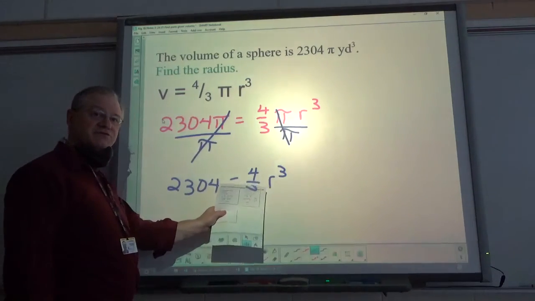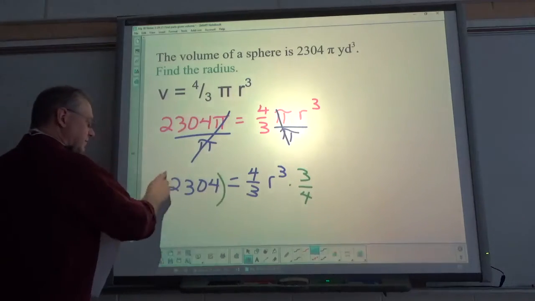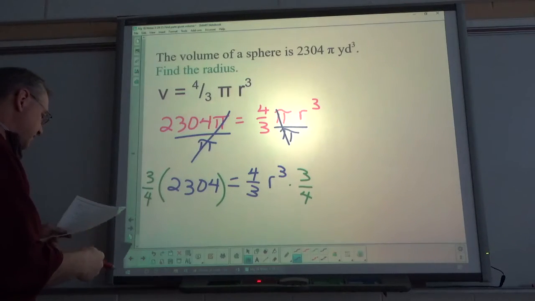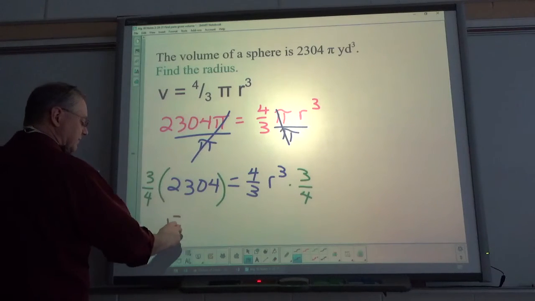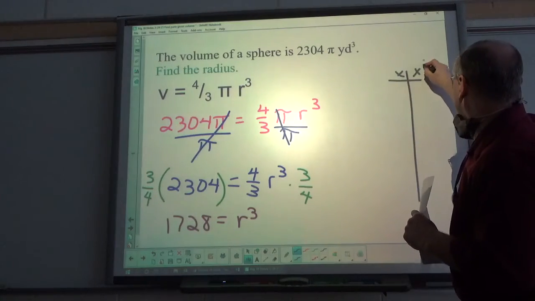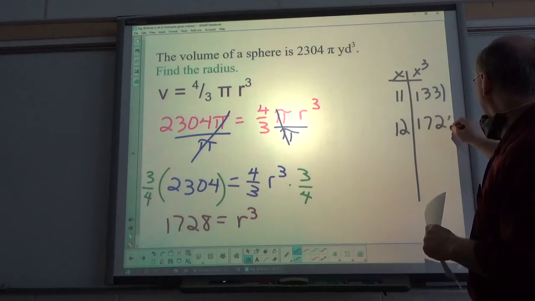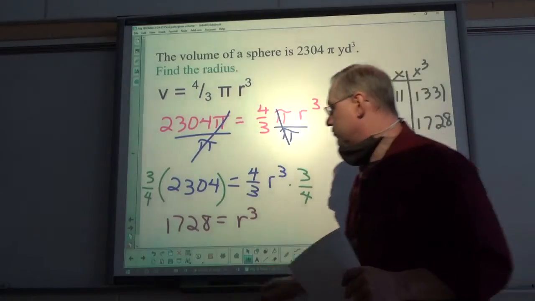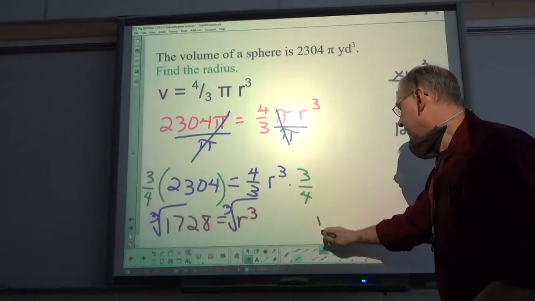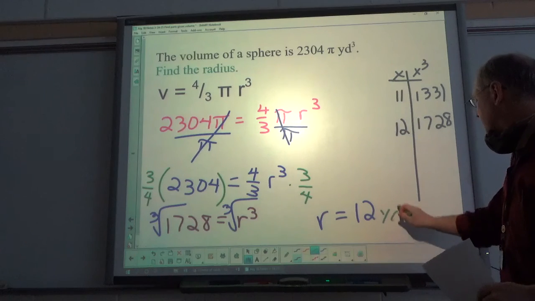Now when you have a fraction times your variable, to get rid of the fraction, multiply by the reciprocal, in this case 3/4. When you do so, you get 1,728 equals r cubed. Now, what we didn't have in our last table was 11 and 12. 11 is 1,331, and 12 is 1,728. So I'm going to have to cube root both sides. And so r is going to equal 12. And we have to have our unit, so that is yards.